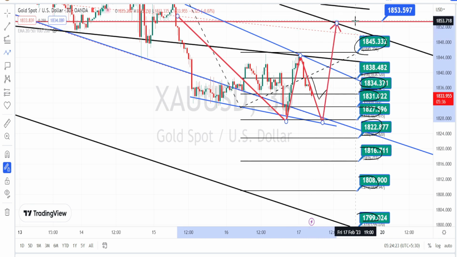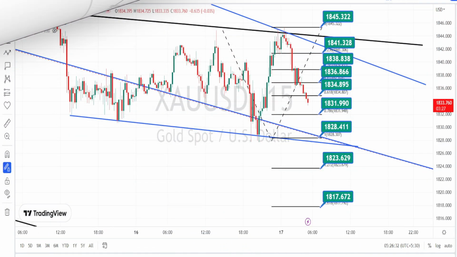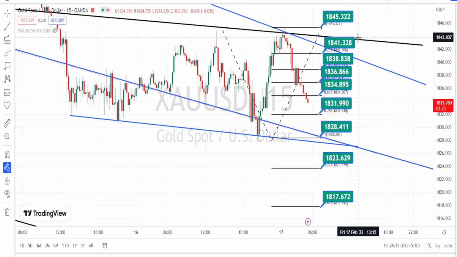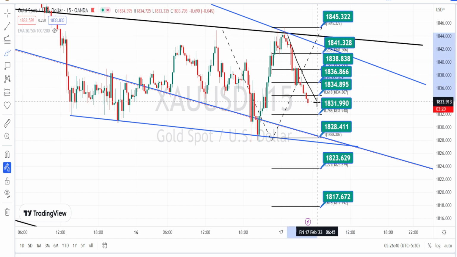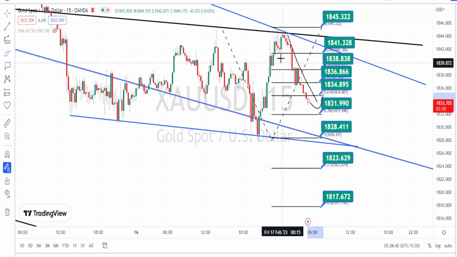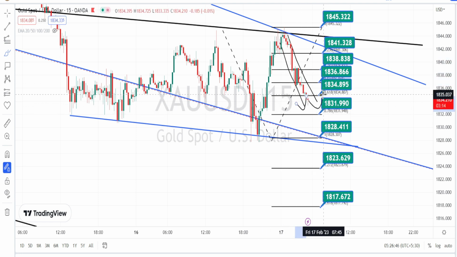Let us mark the support and resistance levels for 15 minutes time frame. So the values within these green color boxes are the resistance and support levels for current price action in 15 minutes time frame. Currently the price action is in a bearish trend for now in 15 minutes time frame, and it has broken the support level of 1834.